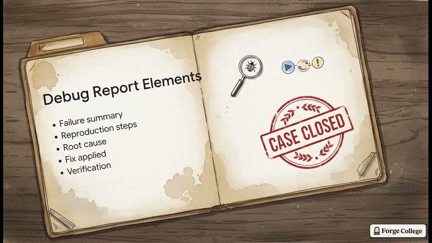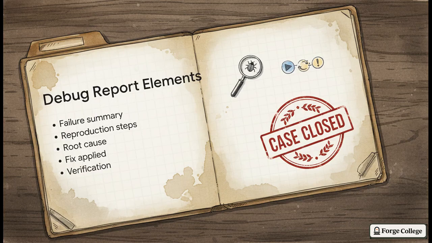Step 5, closing the case. As any good detective will tell you, no investigation is ever truly complete without filing the paperwork. Documentation is key, folks. For your upcoming capstone project, and honestly on any professional dev team, you'll need to compile a concise 6 to 10 line debug report.